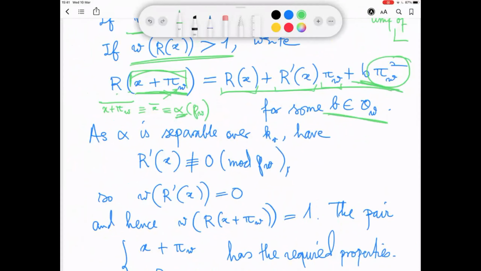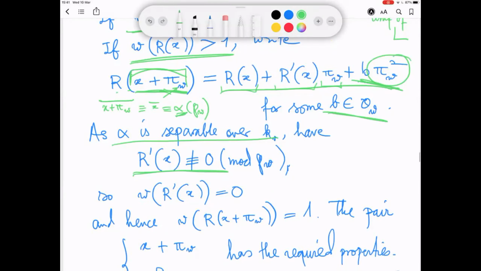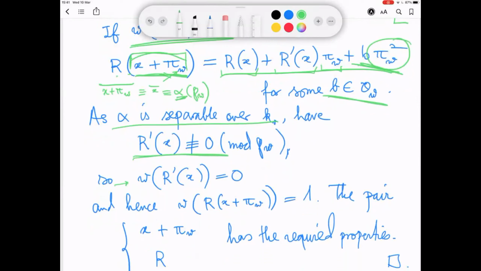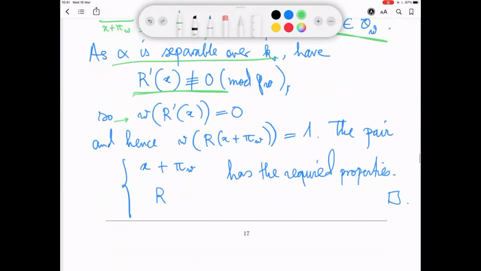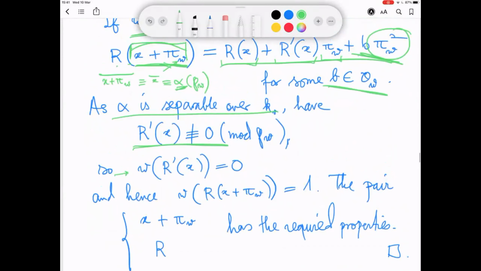Now, as alpha is separable over KV, this R prime of x is not congruent to 0 modulo PW, right? Alpha is separable, so it's not a root of the derivative of its minimal polynomial. R prime, of course, reduces to the derivative of the minimal polynomial of alpha. So since it's non-zero modulo PW, its valuation has to be zero. So what?